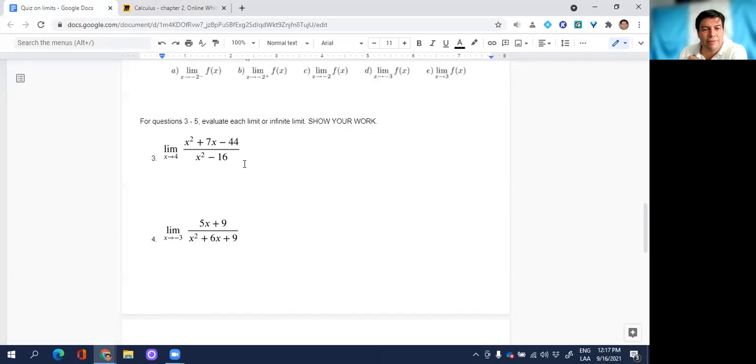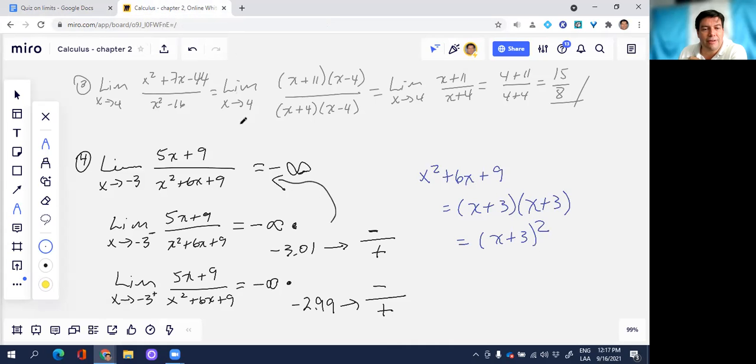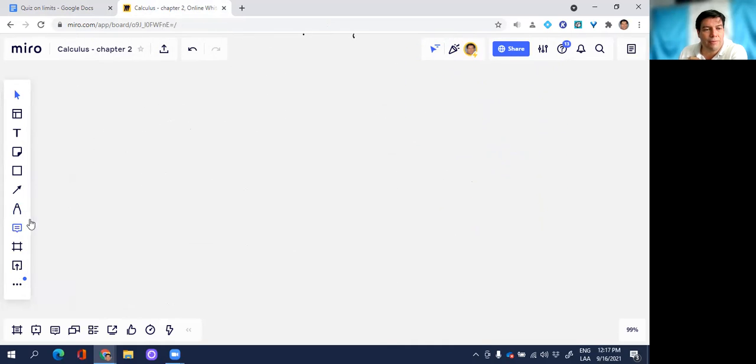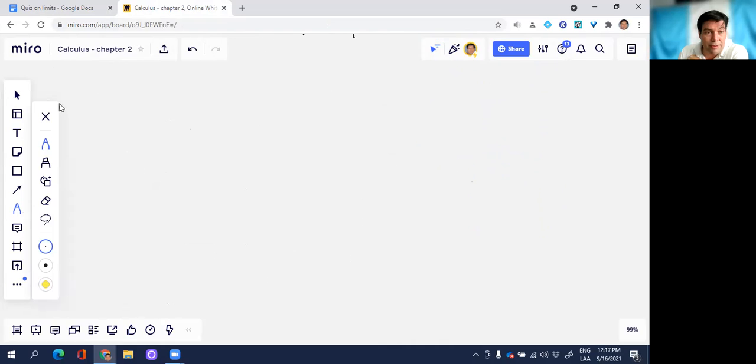So here, number 5. This limit 10x minus 20, 1 over x minus 1/2. The limit as x approaches 2 of 10x minus 20, 1 over x minus 1/2. If we substitute, we do get 0 over 0. So I am going to try to put it as a single fraction here.